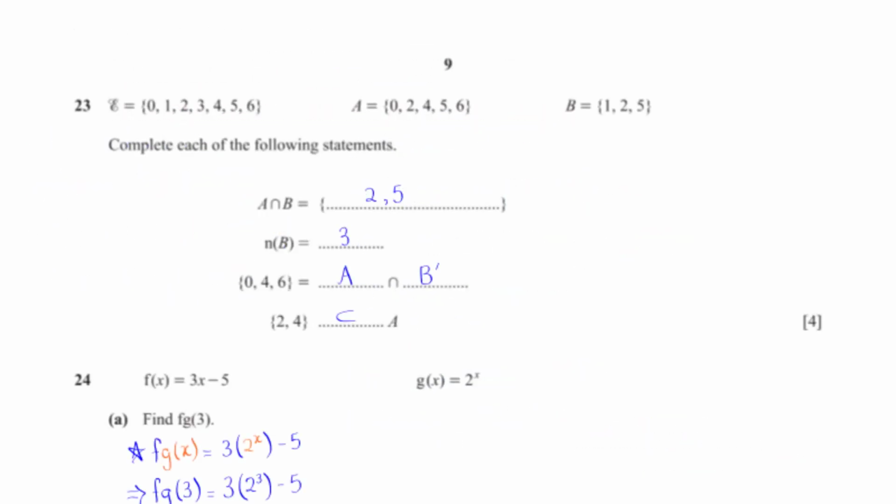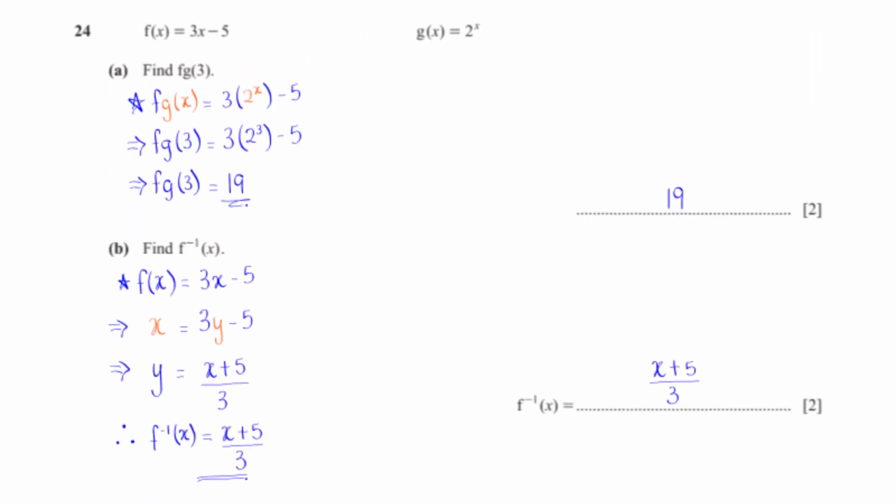The universal set E is equal to {0, 1, 2, 3, 4, 5, 6}. Set A is equal to {0, 2, 4, 5, 6}. Set B is equal to {1, 2, 5}. Complete each of the following statements. A intersection B, so that is the elements common to both set A and set B, and so that is equal to {2, 5}. n(B) represents the total number of elements in set B, and so that is equal to 3. {0, 4, 6} is equal to the elements that are in set A and not in set B. {2, 4} is a subset of A.